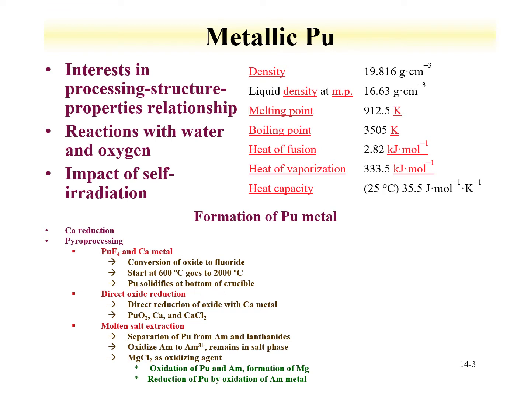This is similar for the oxide, so direct oxide reduction with calcium metal can also be performed, where you use plutonium dioxide, calcium, and calcium chloride. And then there's molten salt extraction, where a molten salt system is used as a solvent, where plutonium can be reduced to the metallic state, and the solvent, in this case molten salts, is not influenced by the reduction behavior.